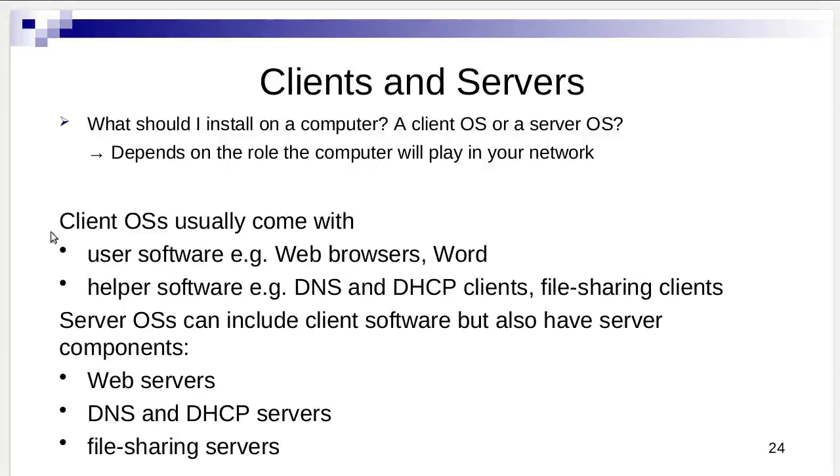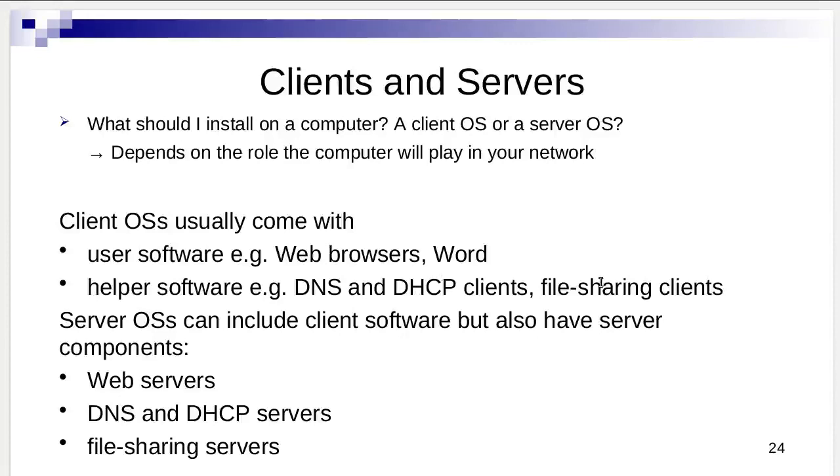So when you think of client operating systems, they usually come with user software. So it's software geared towards people using computers like web browsers, Microsoft Word, things like that, applications. And then helper software like DNS clients, DHCP clients, things like that, that you need to access resources on the network, file sharing clients, things like that.